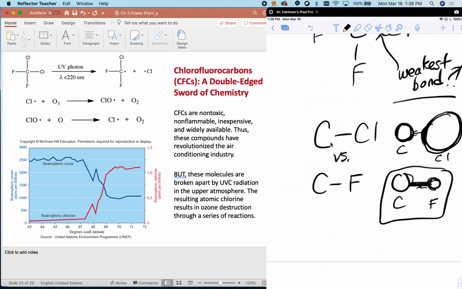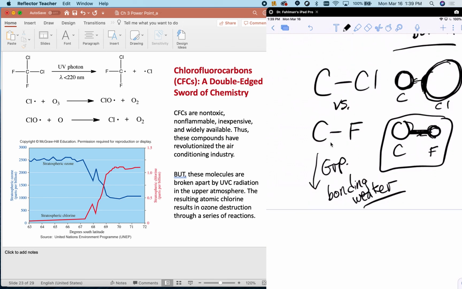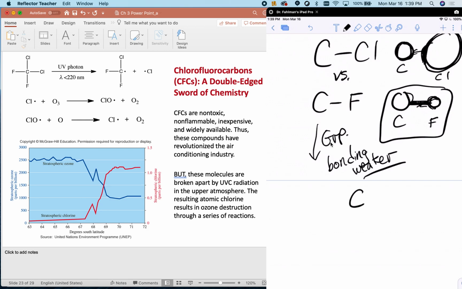And so in general, as you go down a group, the bonding becomes weaker, and that's true for any types of compounds really. So if you're looking at strengths, C-F will be a stronger bond than C-Cl, which will be stronger than C-I, for instance, if you go toward the bottom of that group.